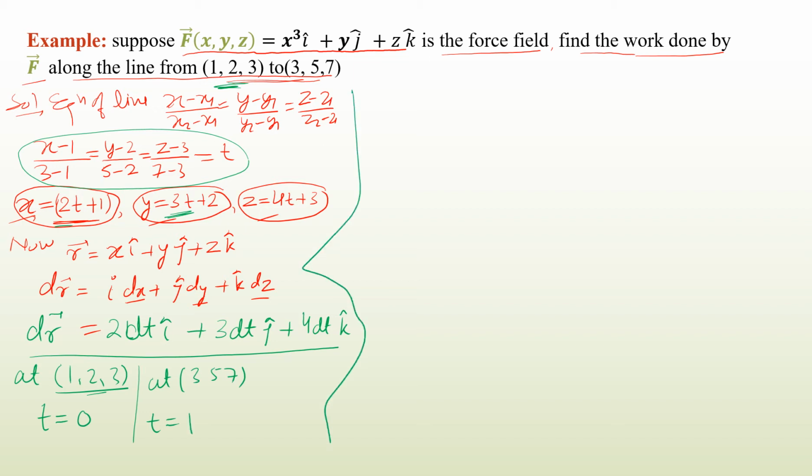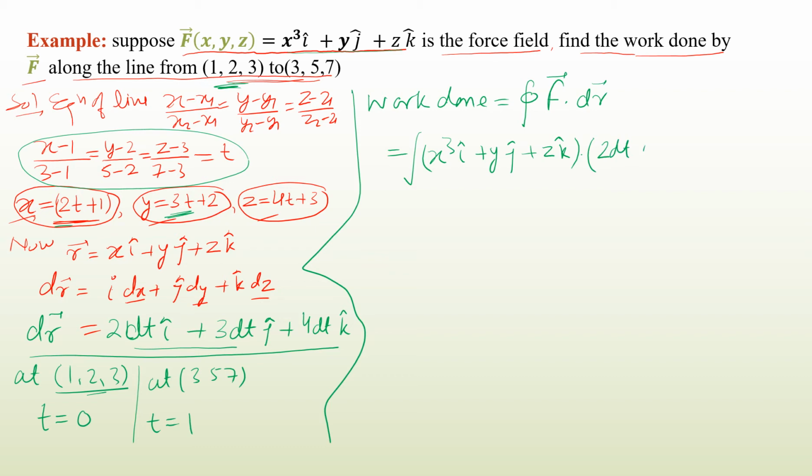Now we evaluate the work done. So work done is the integral of F, that is the force field, dot dr. Now F is x cube i, y j, and z k, the force field, dot dr, which is 2 dt i, 3 dt j and 4 dt k.